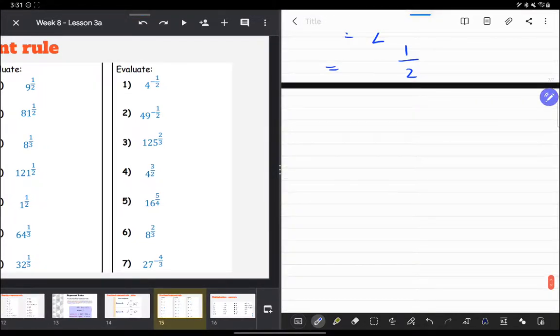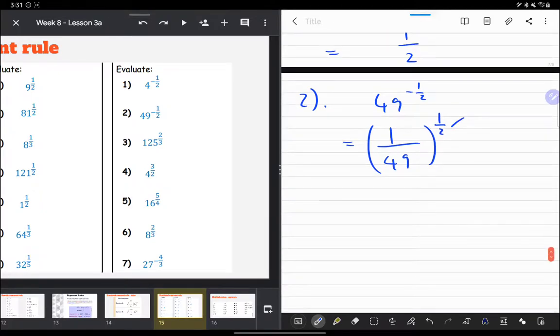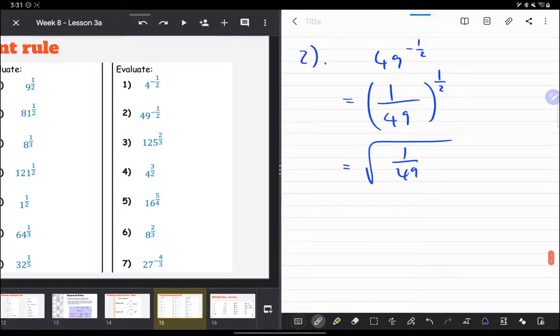Next one. 2. Okay, cool. 49. And then the same thing. So, well, we can think about the case if we deal with the negative first, which makes it that to the power of a half. And the power of a half is a square root. So we are going, which again leads us to the same thing there.